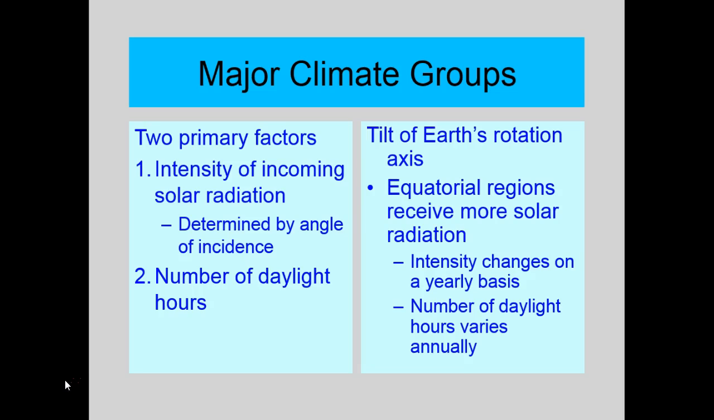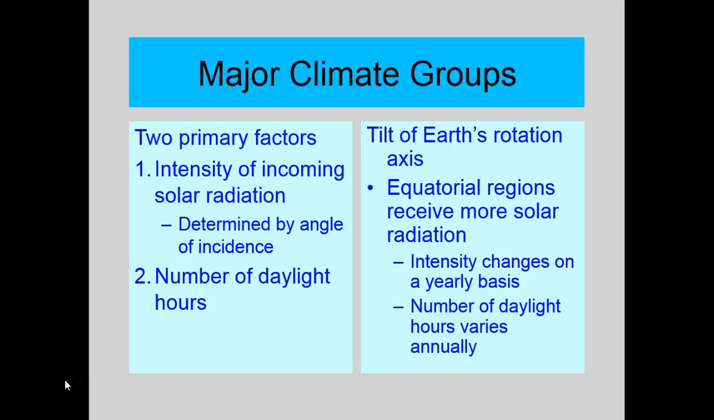Okay? The number of daylight hours varies. That's all because of the tilt of Earth's rotation axis. Can you imagine what it's like on Uranus, whose tilt is almost horizontal? That has to be the weirdest. Of course, no one lives there, so who cares? But that would be so bizarre.